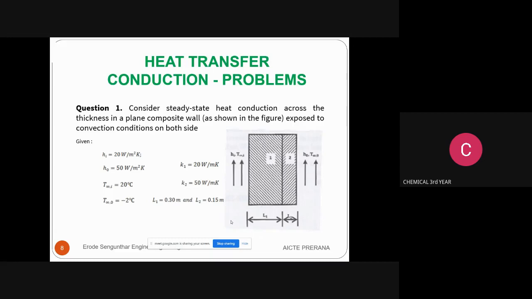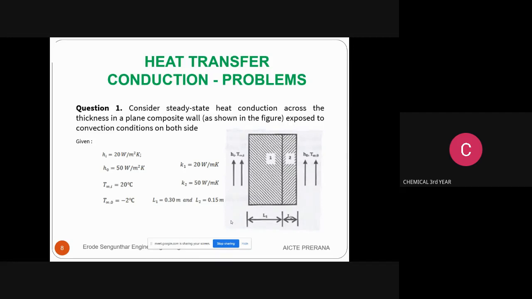Here I have mentioned some of the problems based on the conduction concept only. To solve these problems, first we have to know what conduction is, what thermal conductivity is, and how the thermal conductivity varies for each and every material. Based on this we may have theory questions. The second one is the law related to conduction, that is Fourier's law of heat conduction.